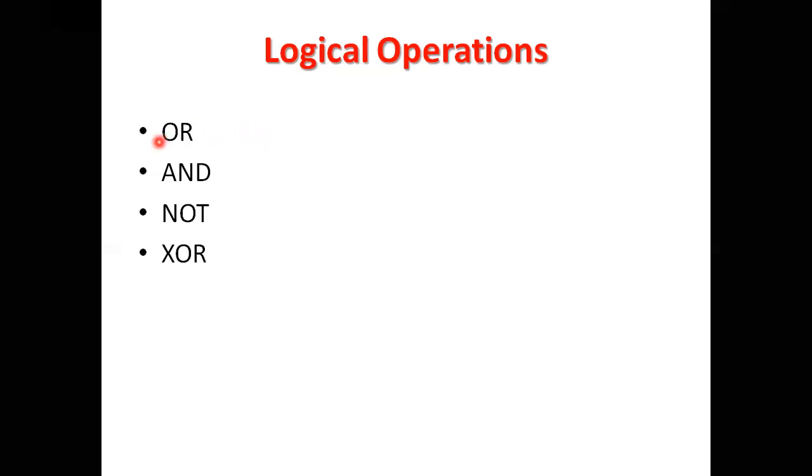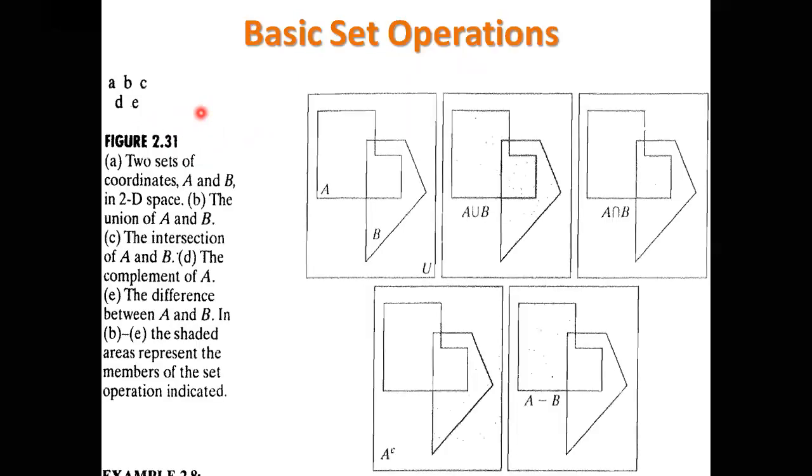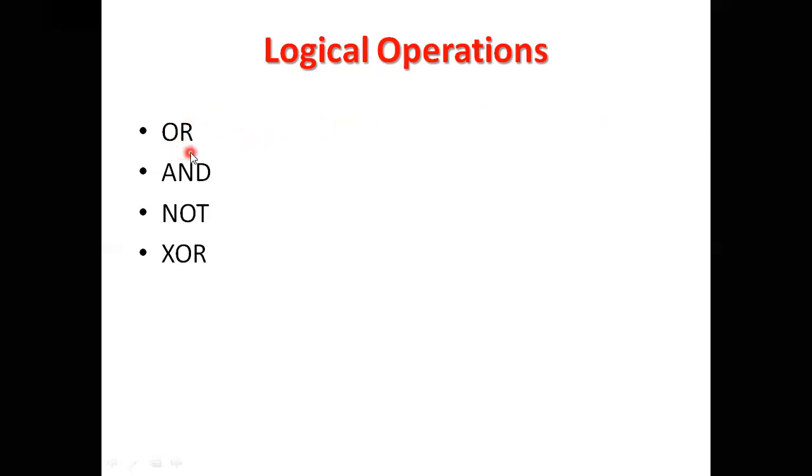Here the OR operation is performed. In this OR operation, the statement is: if any one of the inputs is high, then the output is high. This is equivalent to an addition operation. The next one is the AND operation.